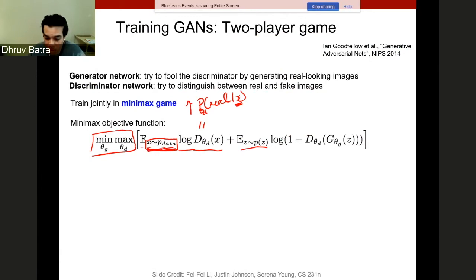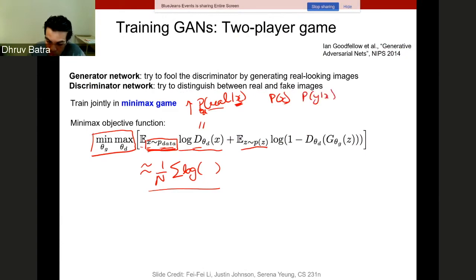In practice, we will approximate this by 1 over n, a sum over some number of samples of log, right? So think of this just as log likelihood of your training data, but it's not really the log likelihood of the training data. It's the log probability that the discriminator will assign the real class, because we don't have a probabilistic model. We're not giving you P of X. We're giving you P of Y given X. That's the difference between what's happening here. Okay, that's term 1. Now let's look at term 2.